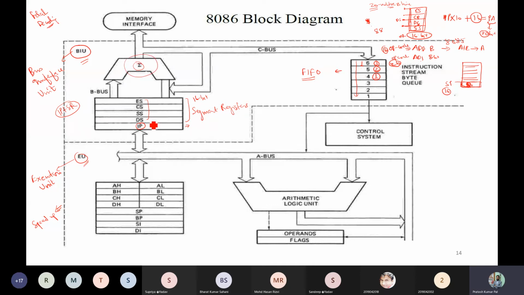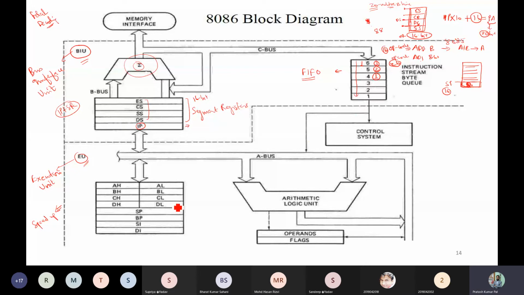That is done with the stack pointer registers and the instruction pointer. The instruction pointer along with the segment registers will give you the location of the instruction, basically for fetching the instructions. Once we have fetched the instruction, it will be stored into the queue. Once the queue is full, the instructions will now be executed.